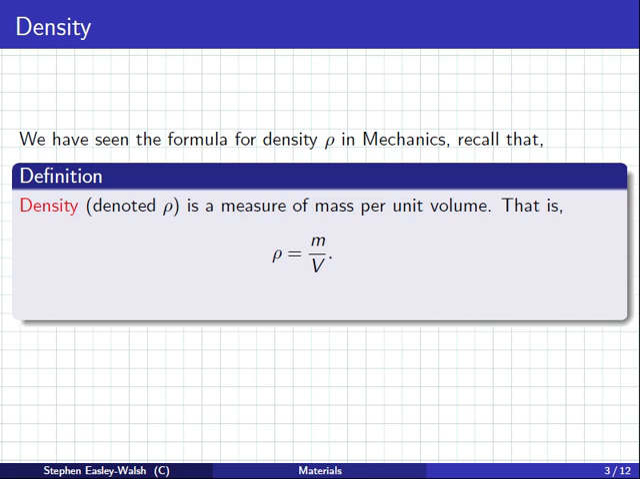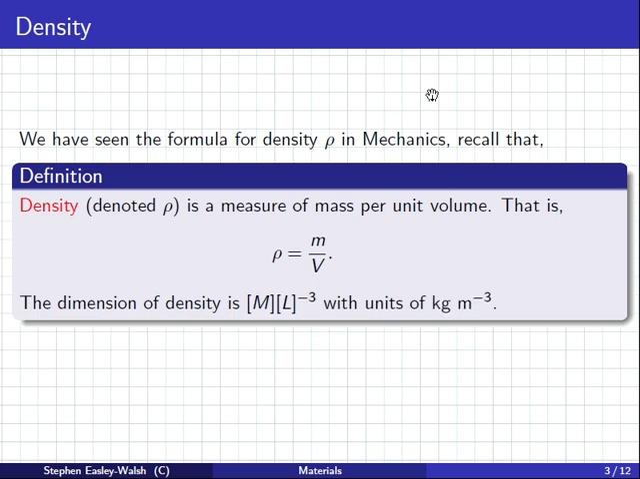And what's the units? Kilograms per meter cubed. Cubed, with a D at the end. Yes, okay. So the dimension is mass per length cubed, with units of kilogram per meter cubed.